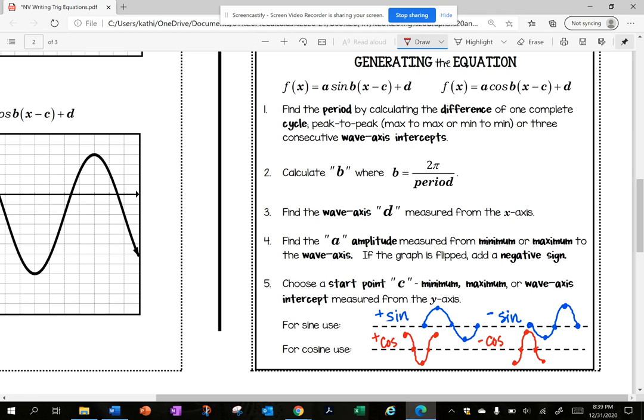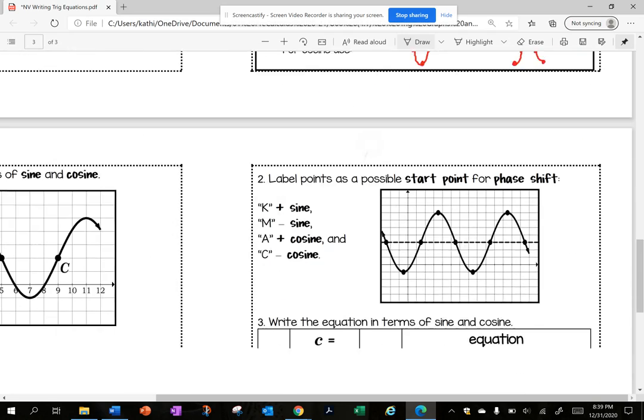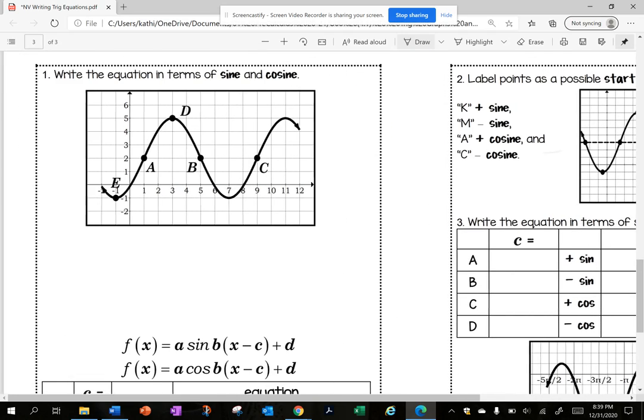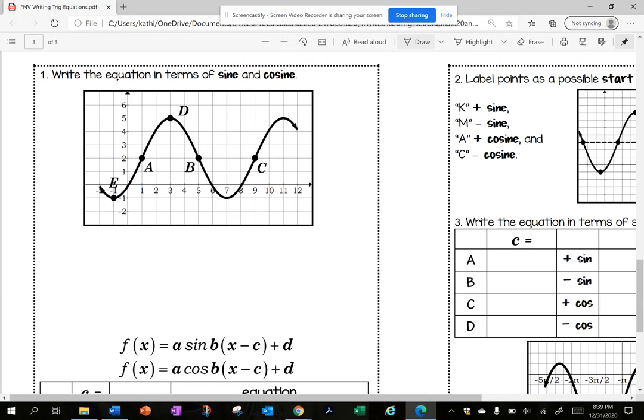All right, so let's start out with this. Here I have a sinusoidal wave, and I'm going to write this sinusoidal wave as 5 different equations that represent this graph. Okay, so first in the process, I want to define what is the period. So the period is from peak to peak, or 3 wave axis intercepts in a row. So if I want to go peak to peak and go from maximum to maximum, this would be my period.